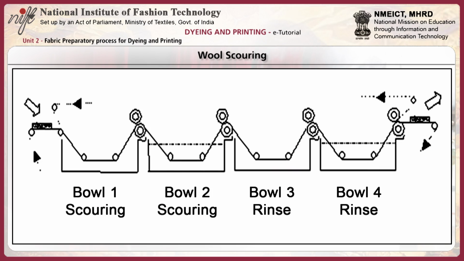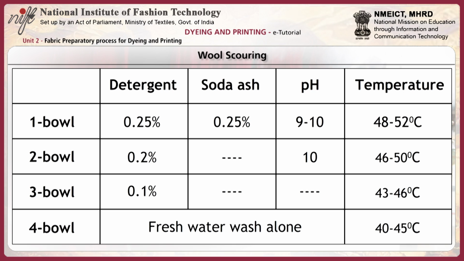The technique consists of passing wool fibers through a series of 4 long narrow bowls containing soap or non-ionic synthetic detergents and sodium carbonate at a temperature of 40 to 50 degrees centigrade. You can see the table displays the details of the wool scouring process. Wool scouring process in the diagram: bowl 1 where scouring takes place, bowl 2 also scouring takes place, bowl 3 rinsing and bowl 4 further rinsing.